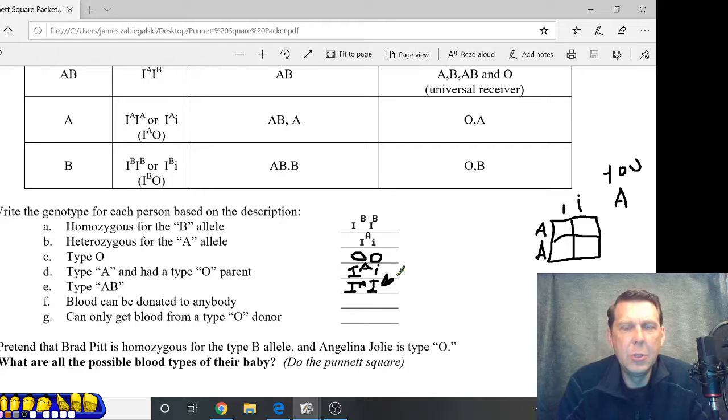Blood can be donated to anybody. Well, that is O. I can give my blood to anybody. Can only get blood from an O. Again, that's O. I can only get blood from an O. That's the same. All right.